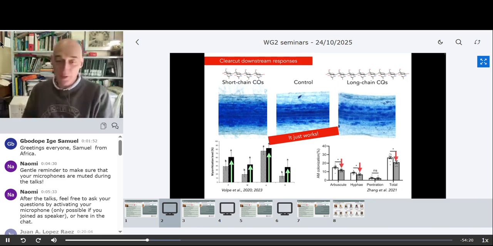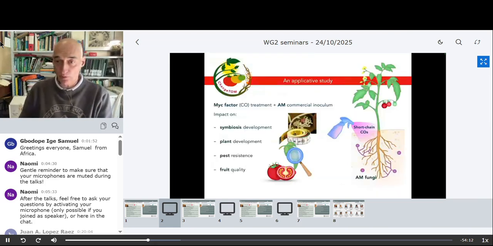So based on this knowledge, we have now been starting, since a few years, to develop some applicative studies, and I wanted to present you with some of the latest results we have here. We initially had a study on alfalfa, where we were treating these plants in an open field with the COs and checking their mycorrhizal status and their production. But now we move to a major crop, tomato.